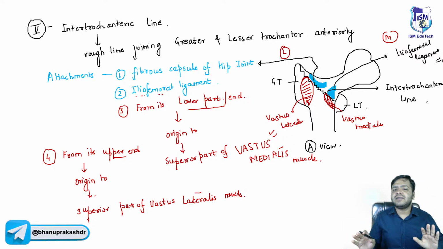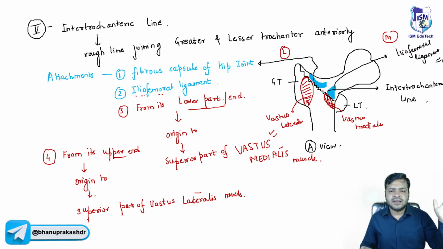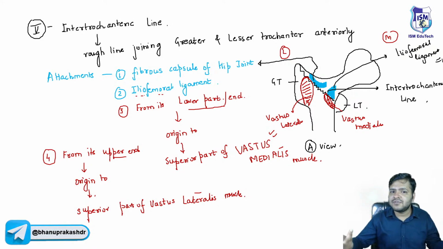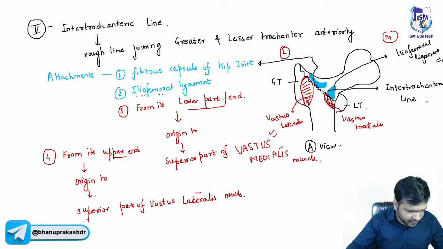Intertrochanteric line, beta: from the upper end, lateral side, the superior part gives vastus lateralis. From the lower part of this intertrochanteric line, on the medial side, vastus medialis. And we have two: one ligament, the iliofemoral ligament between the ilium bone and the femoral bone, and the fibrous capsule of the hip joint. I hope the intertrochanteric line and the attachments are clear.